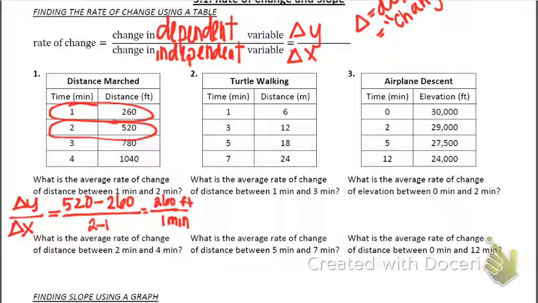Let's do the next one. So what is the average rate of change between 2 minutes and 4 minutes? So we're going to do the exact same thing. Change in y over change in x. My change in y, 2 minutes and 4 minutes. So I'm also looking at this part right here. And I'm going to do 1,040 minus 520, where the 2 minutes is. So I'm looking at these two. All over 4 minus 2.